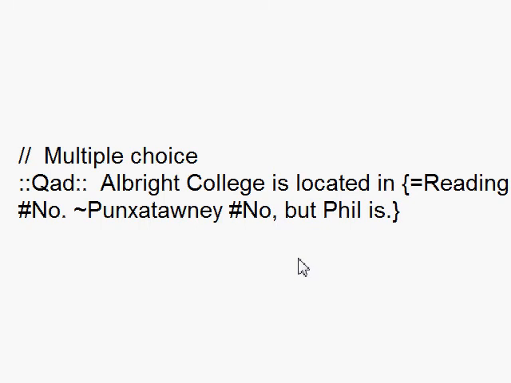For a multiple choice question, type the question text and then inside the curly brackets put an equal sign for the correct answer, followed by the correct answer, and then a tilde, which is up on the top row of most keyboards, to precede any incorrect answers. You can also include a pound sign after correct or incorrect answers to include additional comment or feedback.